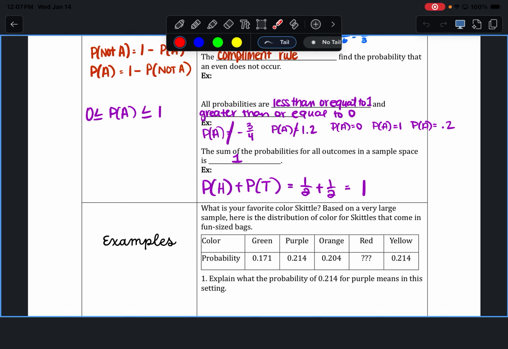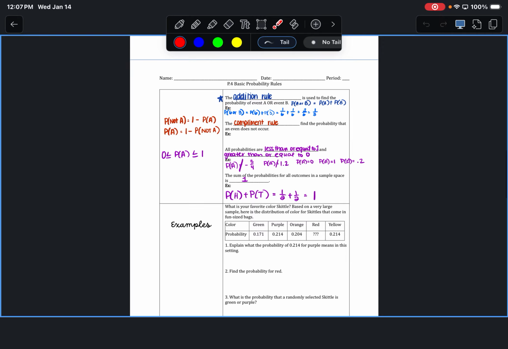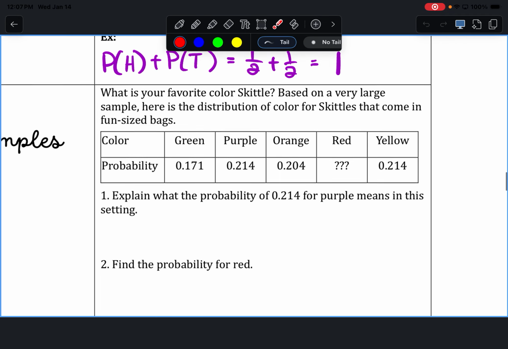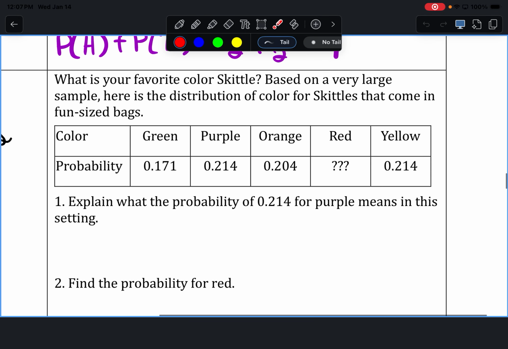We did all of our vocabulary and boring stuff like that yesterday. Today we're going to do some examples, then we're going to do an assignment, okay? So we're going to start with looking at the example here at the bottom of this page, okay? So we're going to do the Skittles example first, okay? So what is your favorite color Skittle?